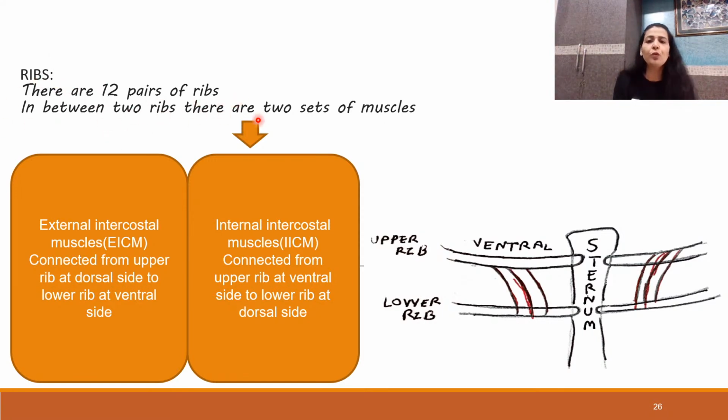In between the two ribs, there are two sets of muscles. See, diagrammatically, I'm trying to show you over this. This is the sternum, the chest bone. These are the ribs. I'm showing you two pairs.